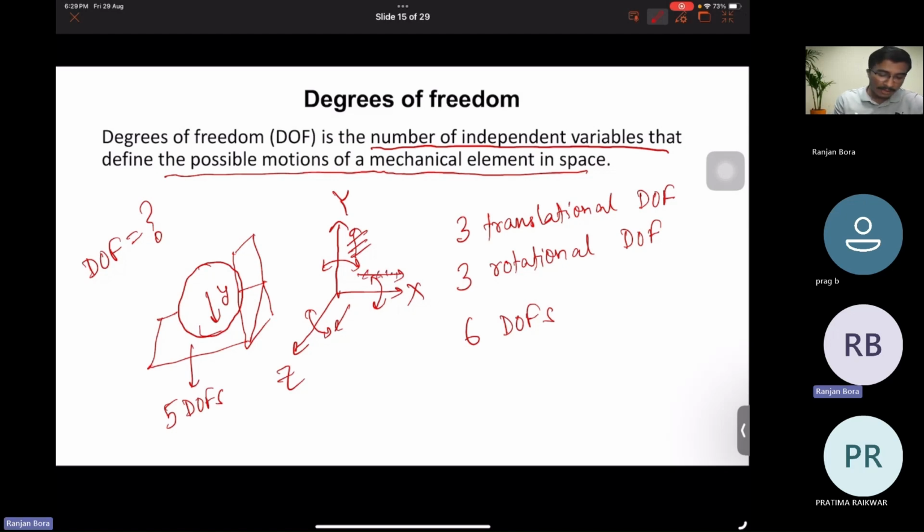So likewise, if we restrict its motion, the degrees of freedom will be reduced. Initially it has 6 degrees of freedom. If we restrict one translation, then it will have 5. If we restrict two translations, then it will have 4 degrees of freedom. So likewise, you can determine the degrees of freedom for a problem.